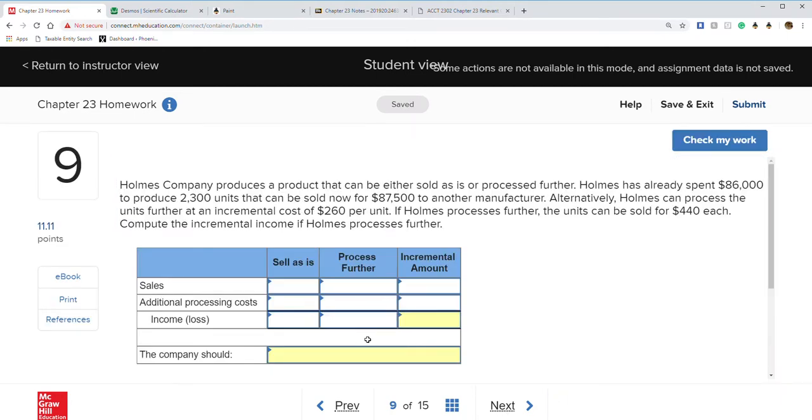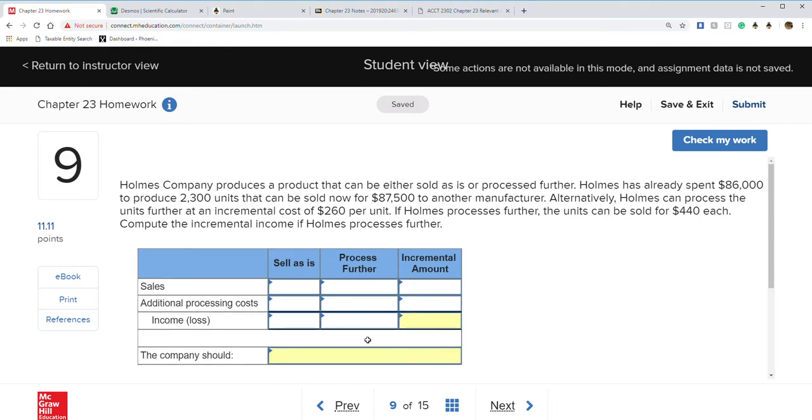So, question number 9. Holmes Company produces a product that can be either sold or processed further. Okay, so our decision is, should we sell it now or keep going and try to sell it a little bit better? Holmes has already spent $86,000 to produce 2,300 units that can be sold now for $87,500 to another manufacturer.